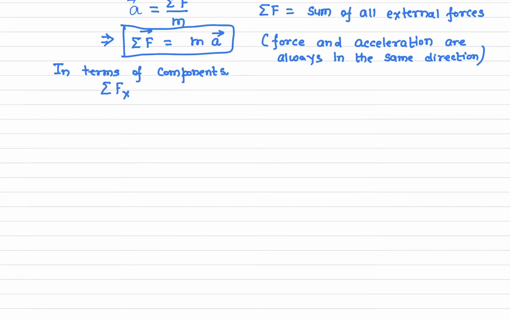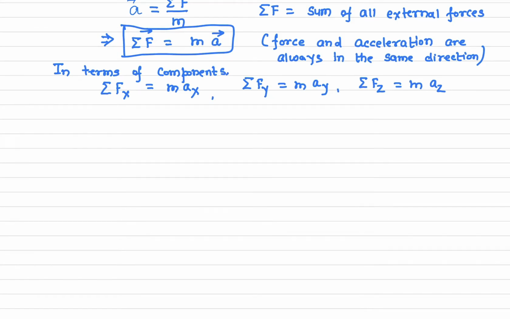So the total force along the x-axis is equal to the mass times acceleration in the x direction. In the same way, the total force along the y direction is equal to the mass times acceleration along the y direction. And the total force along the z direction is equal to mass times acceleration produced along the z direction.